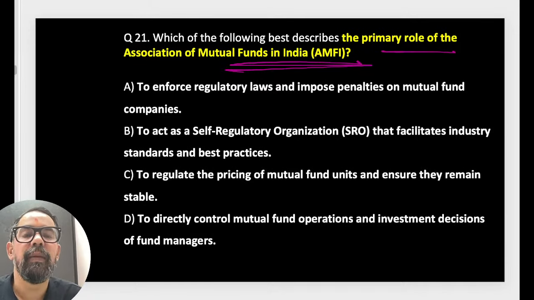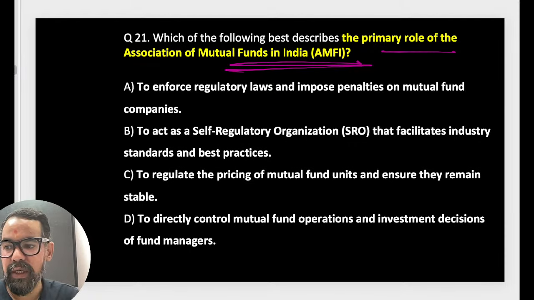Tomorrow we'll do all module revision, sequential revision, modules A, B, C, D. So we'll be doing sequential revision in our next session.